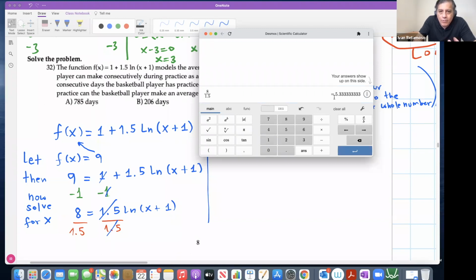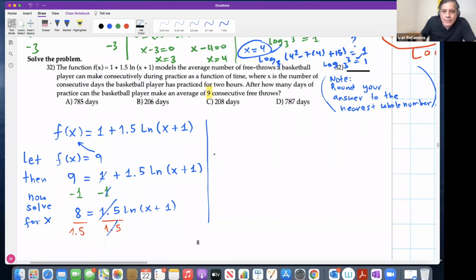It will be taken by the system WebWork, unless, of course, they say write your answer in exact form, in which case you have to write in exact form. But if nothing is said, try both. The system will take it as long as it's close enough to the answer. 5.333 I want to take, okay? 5.333, rounding this to the nearest thousandth. That should be equal to natural log of x plus 1, right?